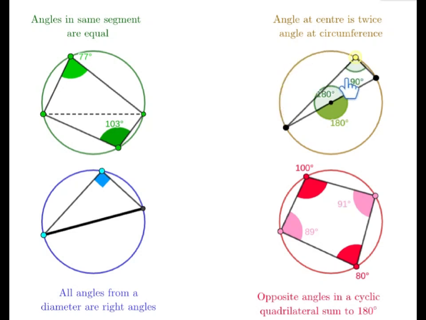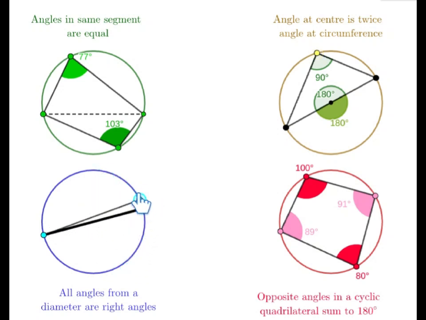Doesn't matter where I go. Even if I go into the other segment, it's still 90 degrees. So here we are. Angles from a diameter, there's a diameter, are always a right angle. Okay, and this of course is a diameter if I've got 180 degrees and it goes through the centre. So all angles from a diameter are right angles. Well, it doesn't matter which segment you're in.